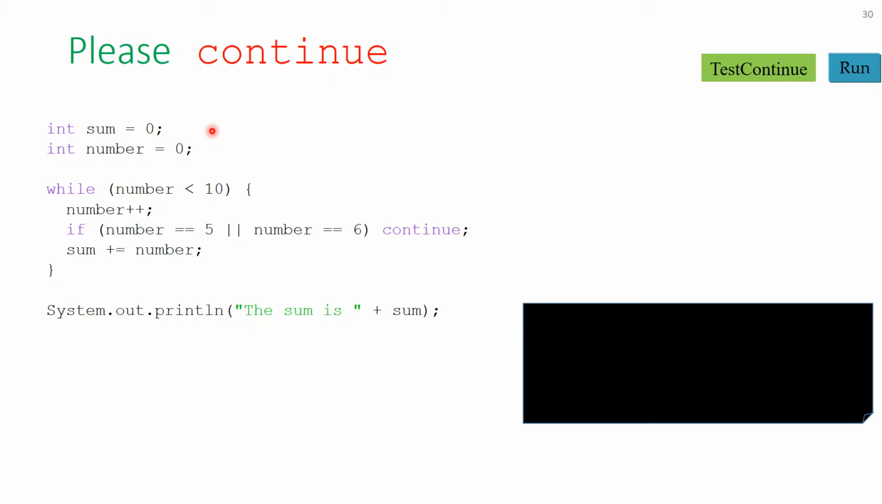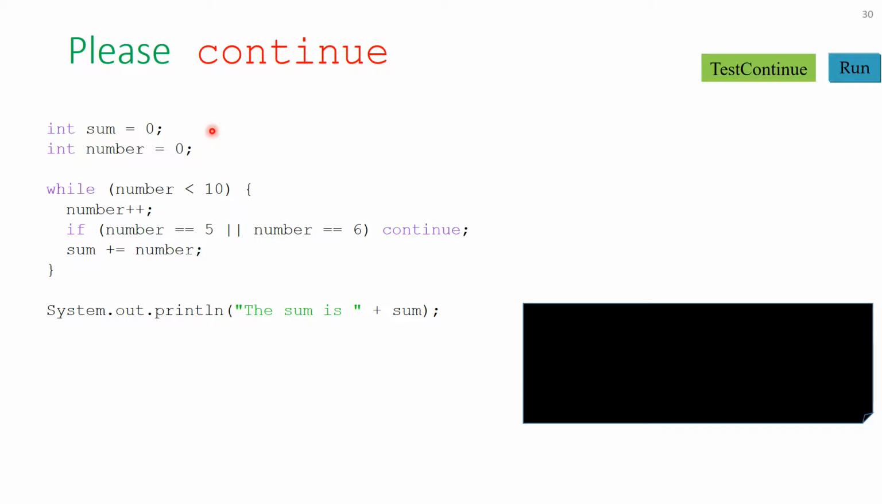So same idea here. Okay, sum equals 0, number equals 0. We are going to iterate from number equals 0 to number equals 9, number plus plus at the end of each iteration. And then I say if number equals 5 or number equals 6, continue. So I have a condition here. It's not an exit condition. It's not a continuation condition either. So break allows you to introduce an exit condition, continue is totally different, okay?